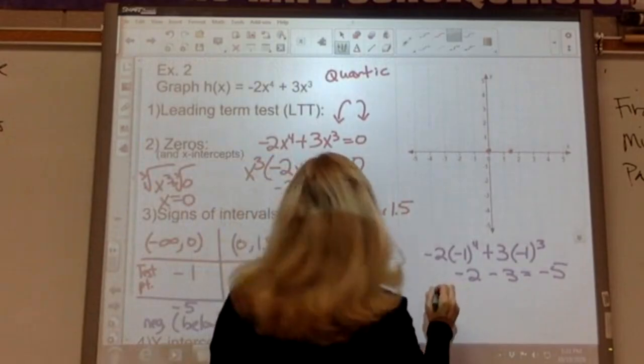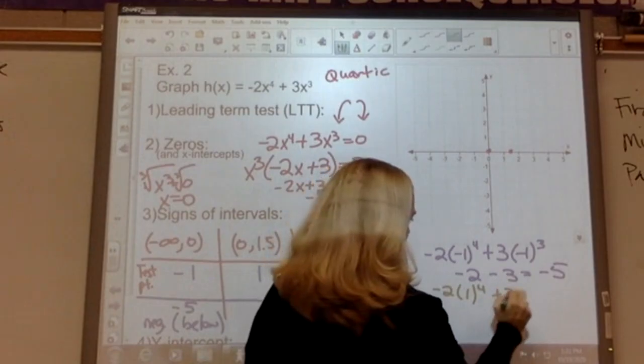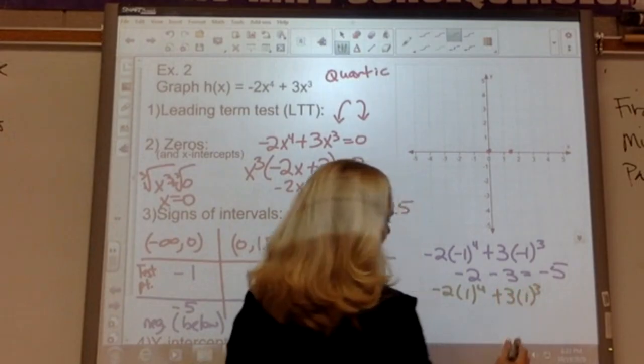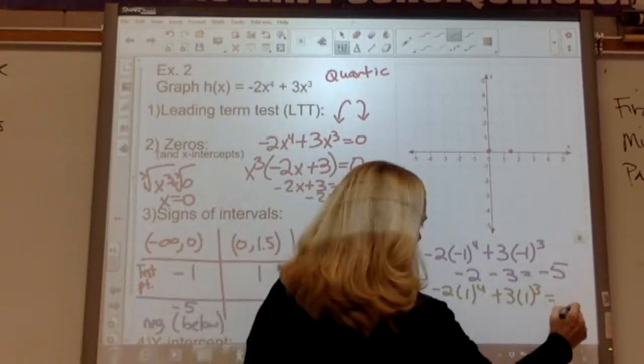I did send a different color. This would be negative 2 times 1 to the 4th plus 3 times 1 cubed. And so this is really just negative 2 plus 3, and this equals 1.